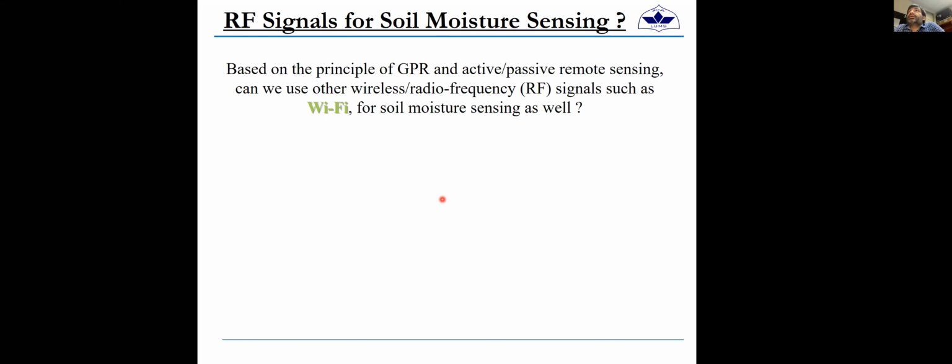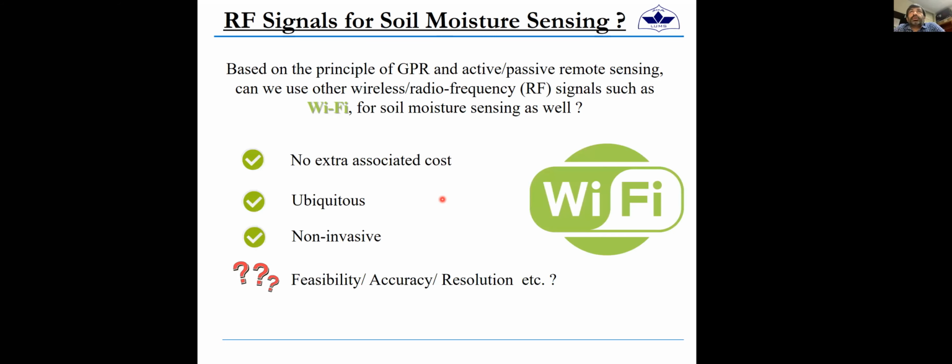Why not use already available signals around us? For example, the Wi-Fi signal, which is already available to us. If we can do that, what will happen? No extra cost is associated. We know that Wi-Fi is present everywhere, at least indoors. Even now, Wi-Fi routers are available which have ranges of a few kilometers. It will also be non-invasive.